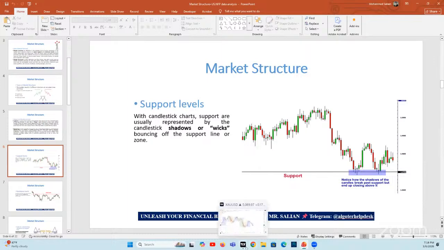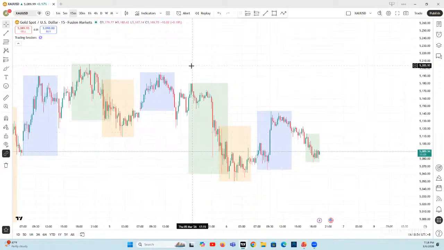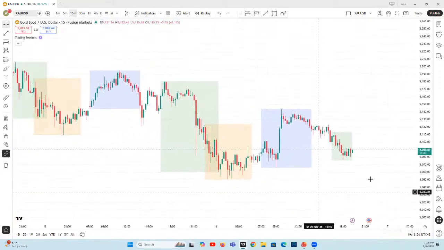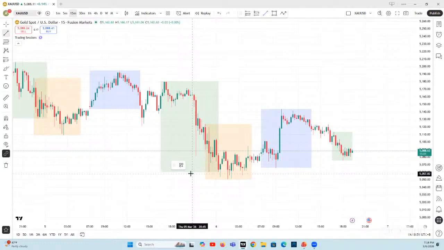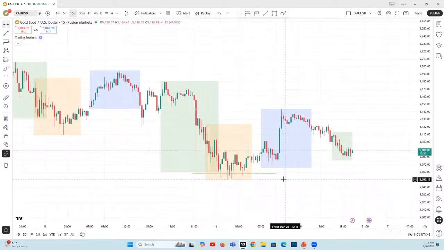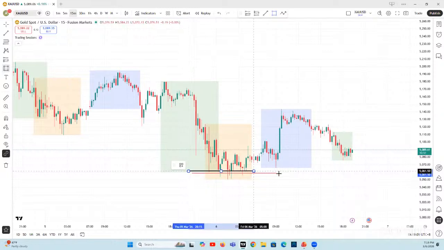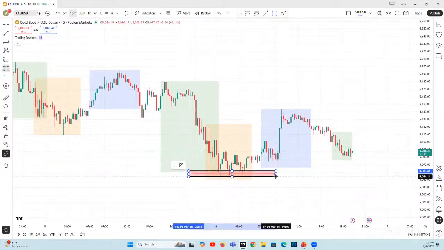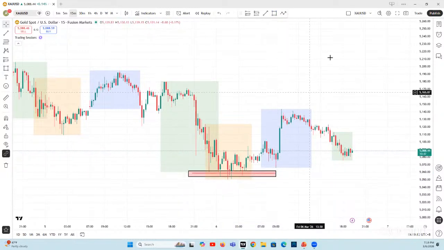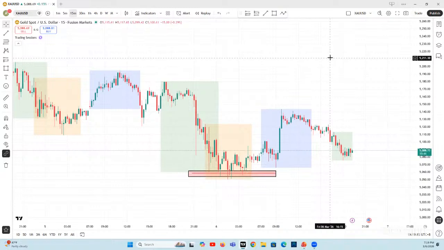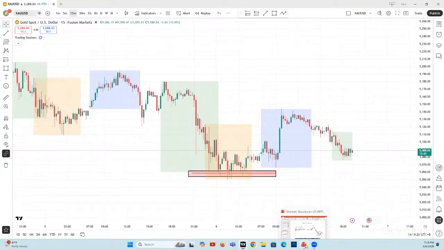So if you will go to your chart, okay, and you will draw this line. You see this one? That's the support level, my friends. So you can use the line or you can use the rectangle or the box. That's it. That's it, my friend. Very easy, right?